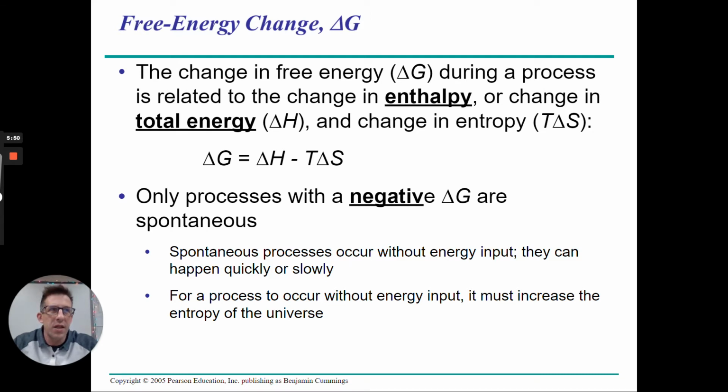And if we look at whether or not this breakdown of hydrogen peroxide increases the entropy of the universe, let's think about it. We have one thing here. One thing is hydrogen peroxide. Okay, that's 1 unit. Once it breaks down, we have 2 units. We have water and oxygen.